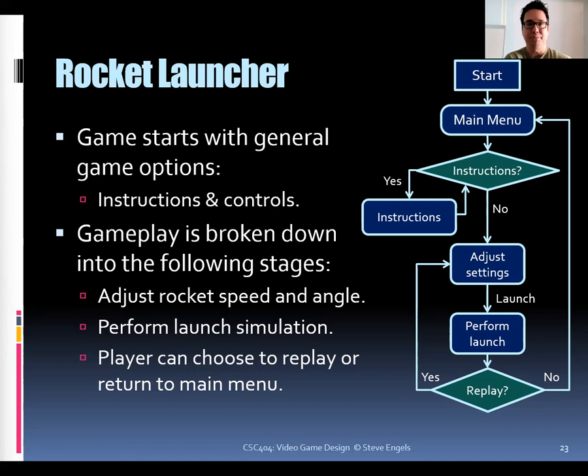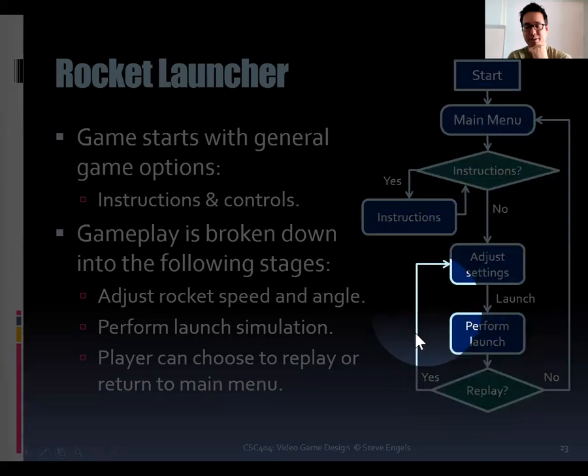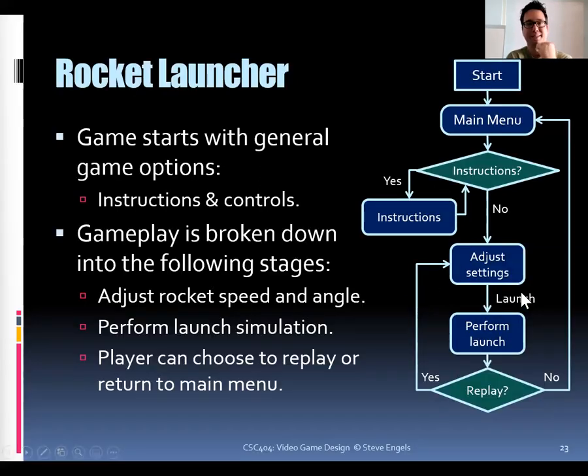So the flowchart here would just be like, what is the gameplay loop, right? So they start off here, but the gameplay loop is down here, where you adjust, you perform the launch. If it works, then great. Otherwise, you can keep replaying it until you finally manage to get exactly the right power and angle to be able to navigate, or move your way, from one gravity well to another until you reach your destination.